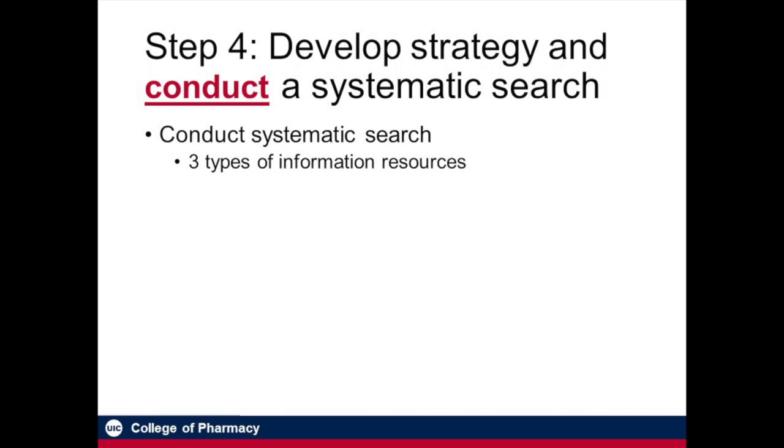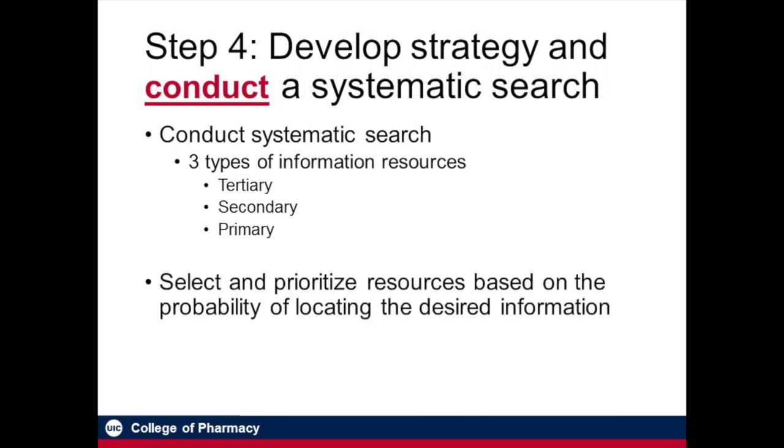Some of you may or may not be familiar with the components of a systematic search, which involves the use of 3 types of resources: tertiary, secondary, and primary resources. You are also probably wondering if you have to go through all of these types of resources for every single question. First, let's discuss the utility of each of the resources to help you understand how to select and prioritize the use of these resources to increase your probability of locating the desired information in an efficient manner.